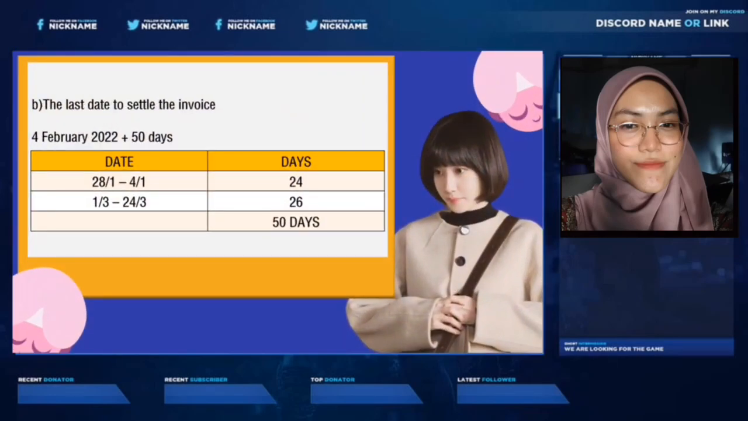Question B. The last date to settle the invoice. In the question, n/45 means that the invoice should be settled within 45 days. So the date of the invoice, which is 4 February 2022, plus 45 days equals 26 March 2022. So the last date to settle the invoice is 26 March 2022.